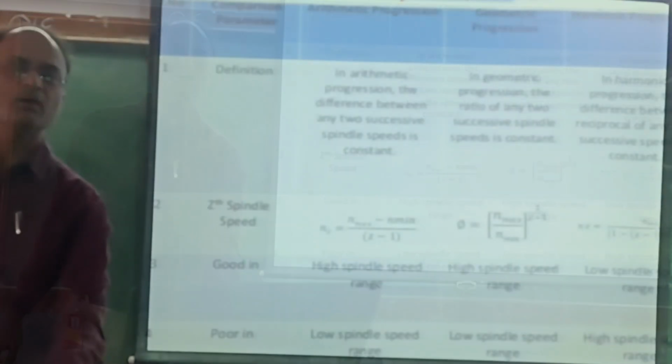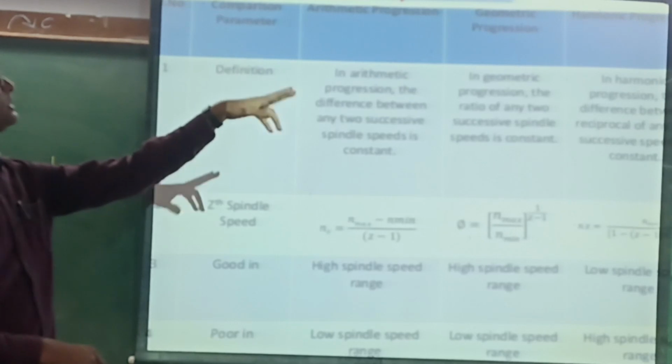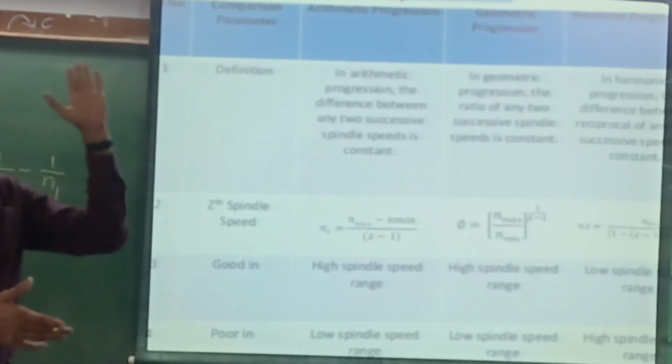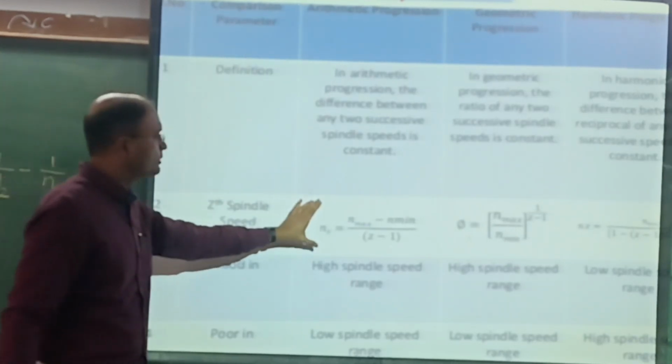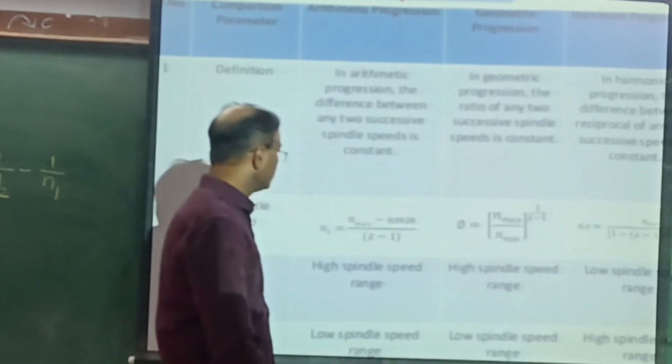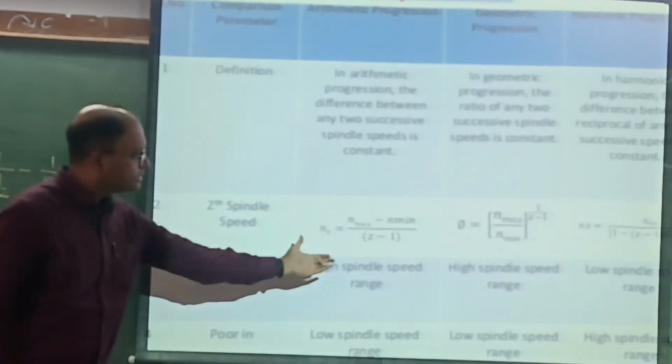Here is the comparison of all the three: harmonic, geometric, and arithmetic progression. Okay, here are the formulae for all these. They are given, which is good in which range.